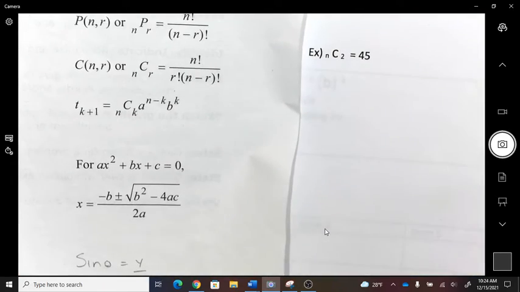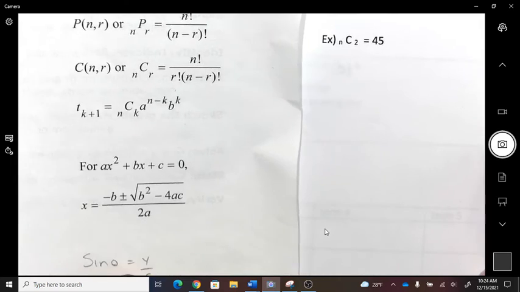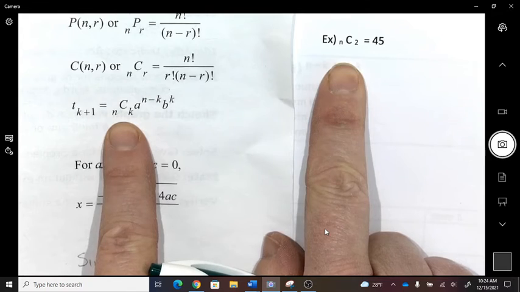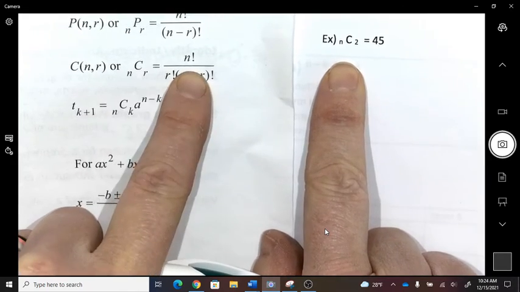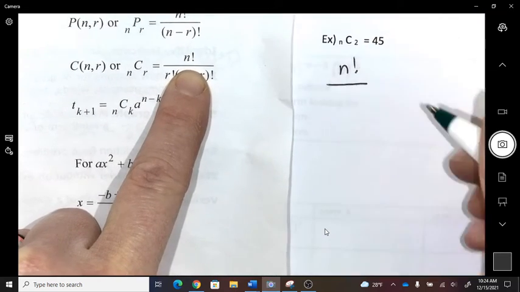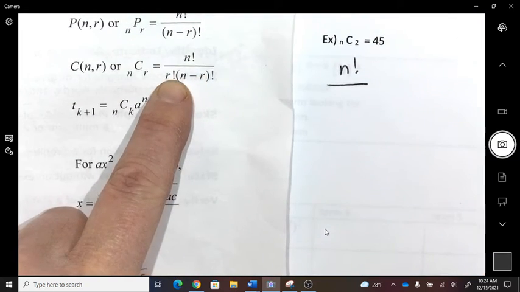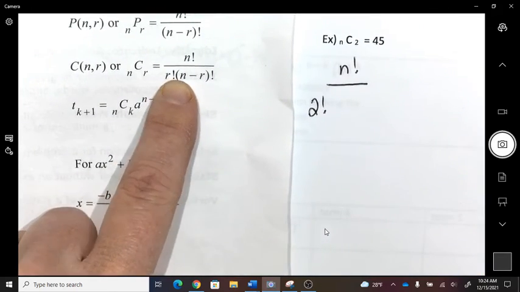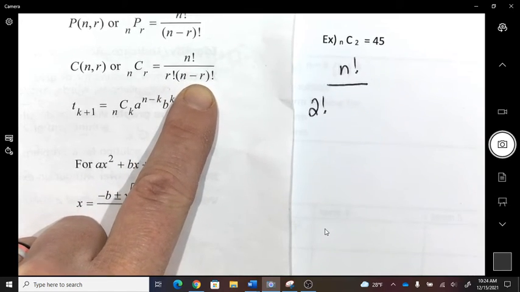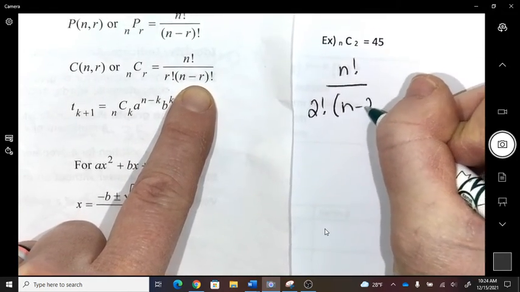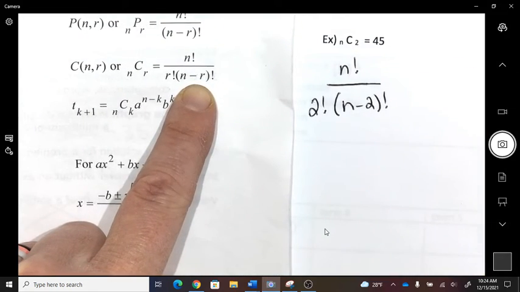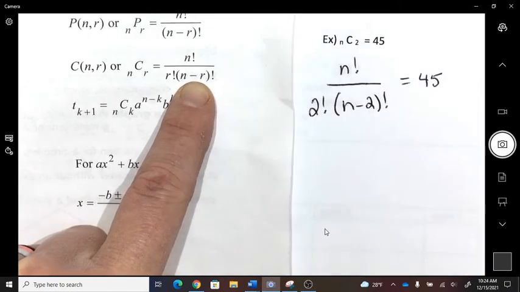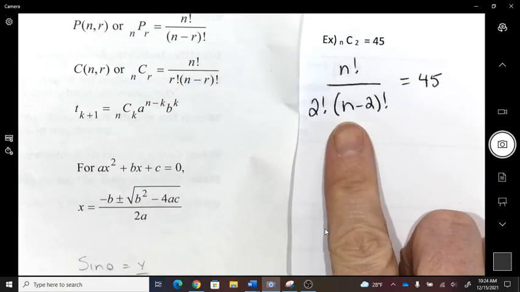Okay, and the last question, I'm going to go back to my formula sheet. So here I have, okay, ready? We're going to go n factorial. Can't do anything with that. R factorial is going to be 2 factorial. N minus r factorial. I can't replace n, but I can replace r. Okay, so that was the formula replacement.